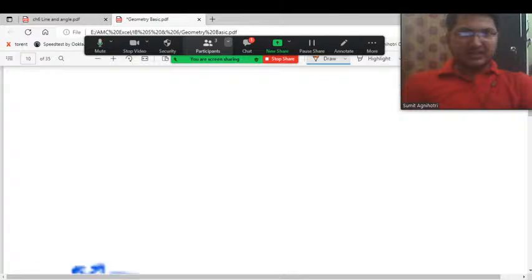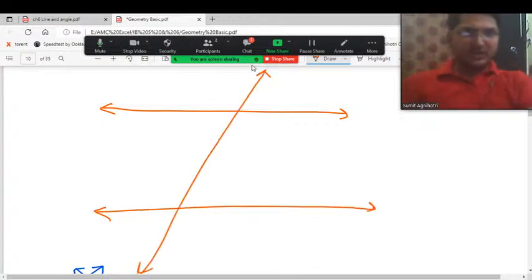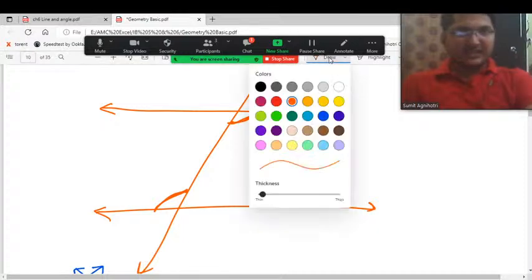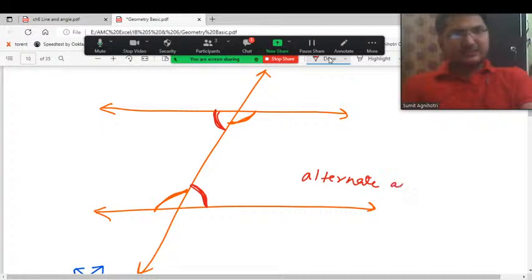Similarly, we have two angles. Let's say these two lines are parallel. We just understood what are interior and exterior angles. Whenever a transversal intersects, we again get two angles. These two angles are known as alternate angles. What do we call them? Alternate angles. And what is the property related to alternate angles? About alternate angles, we say that they are equal.